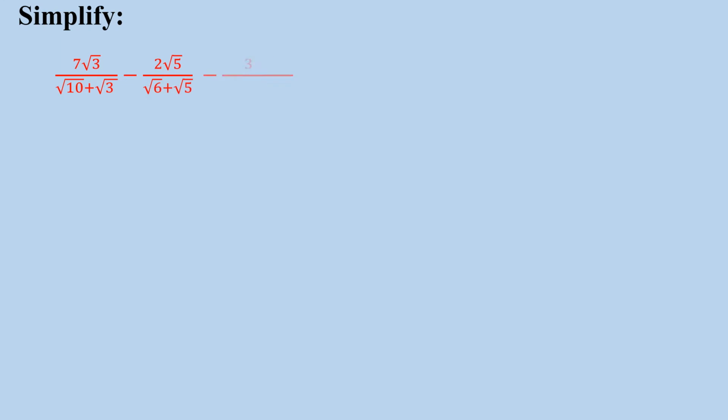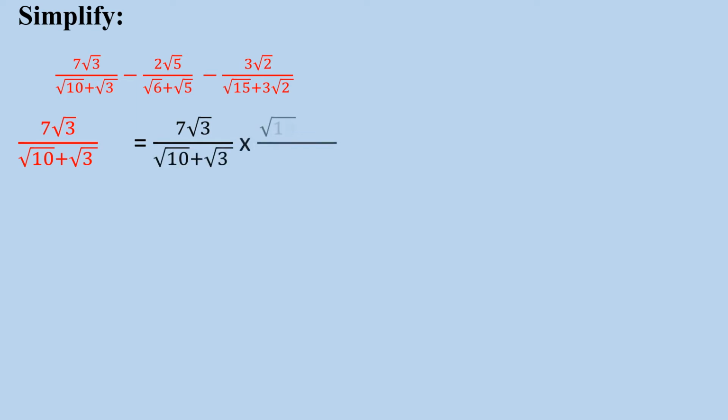We can see here there are three rational numbers and we have to subtract them, but all three have a root number in the denominator. So first we have to rationalize each one of them individually and then we will solve it. First take the first rational number, that is 7 root 3 by root 10 plus root 3. We rationalize it by multiplying and dividing it with its conjugate.